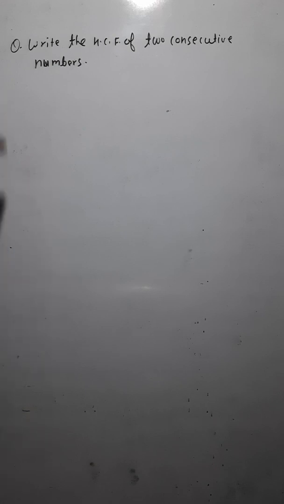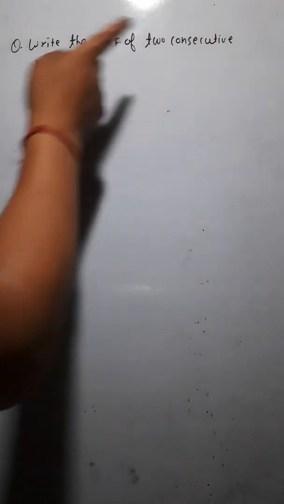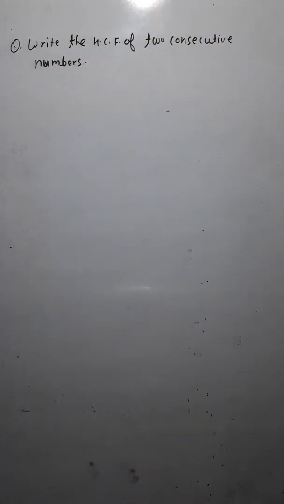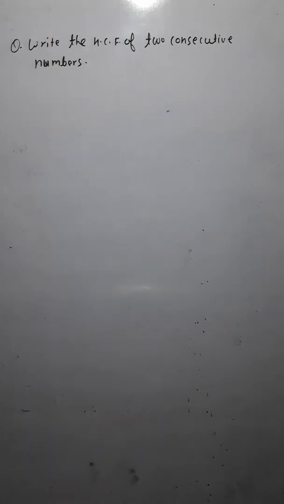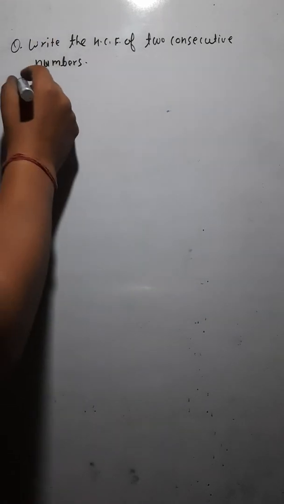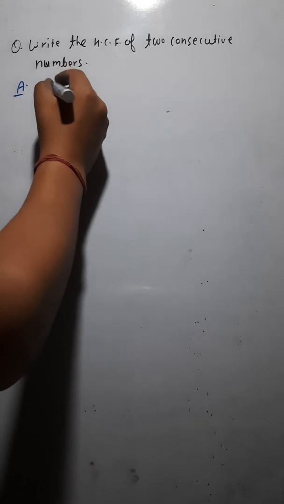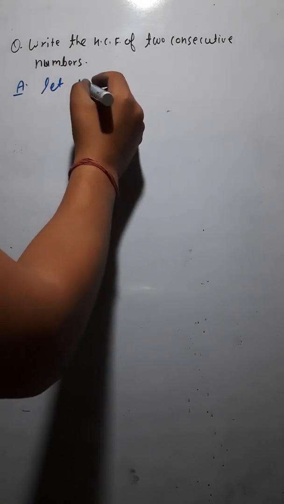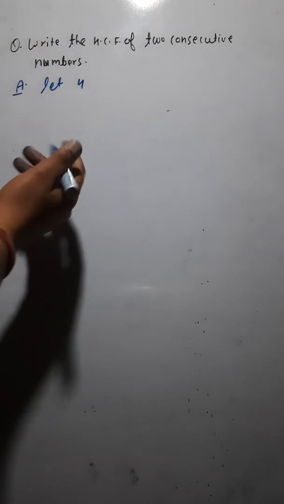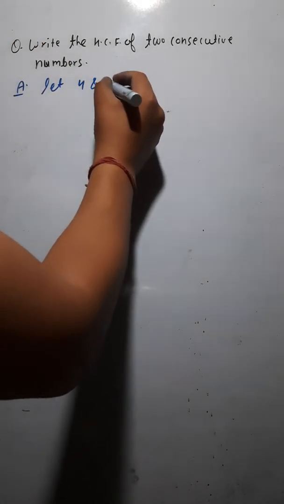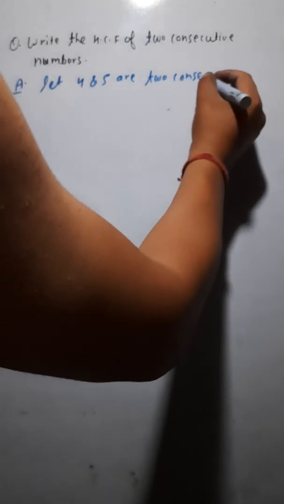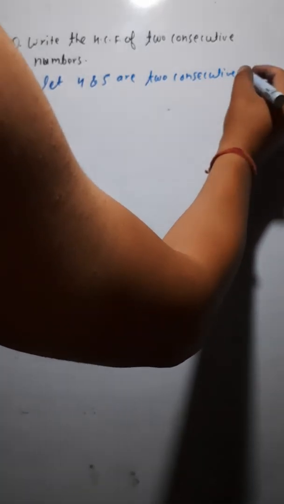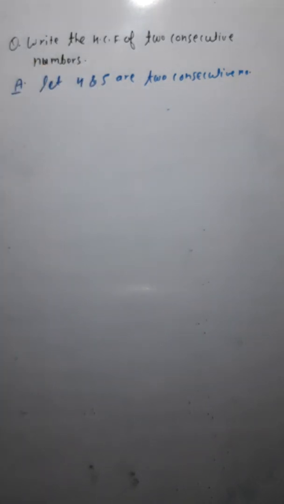The next question is: write the HCF of two consecutive numbers. Means you just take any two consecutive numbers and find their HCF. We would do it by taking an example here. Let's say 4, consecutive means one after another. After 4 what comes? 5. Let's say 4 and 5 are two consecutive numbers. Now we have to find out their HCF.